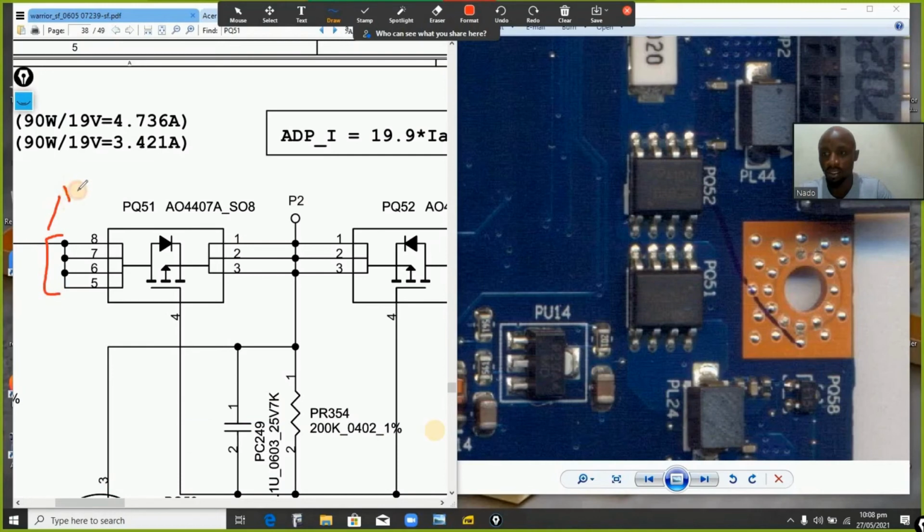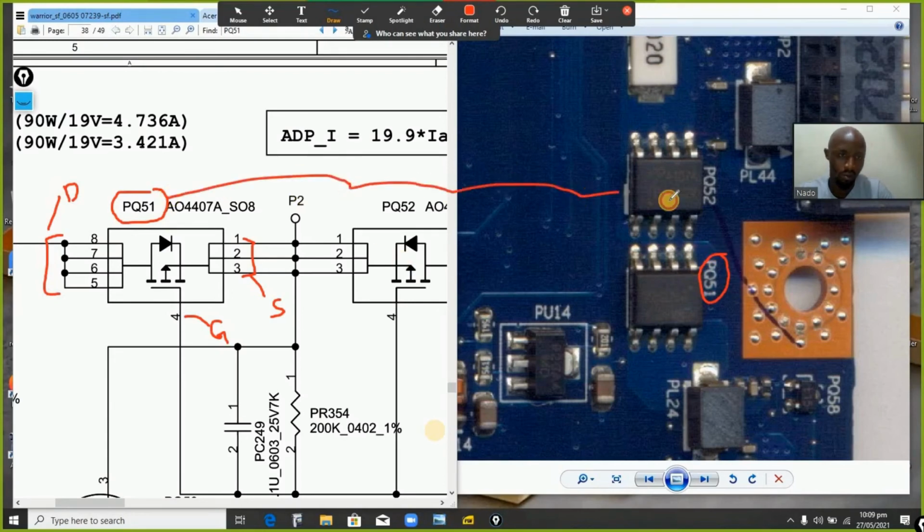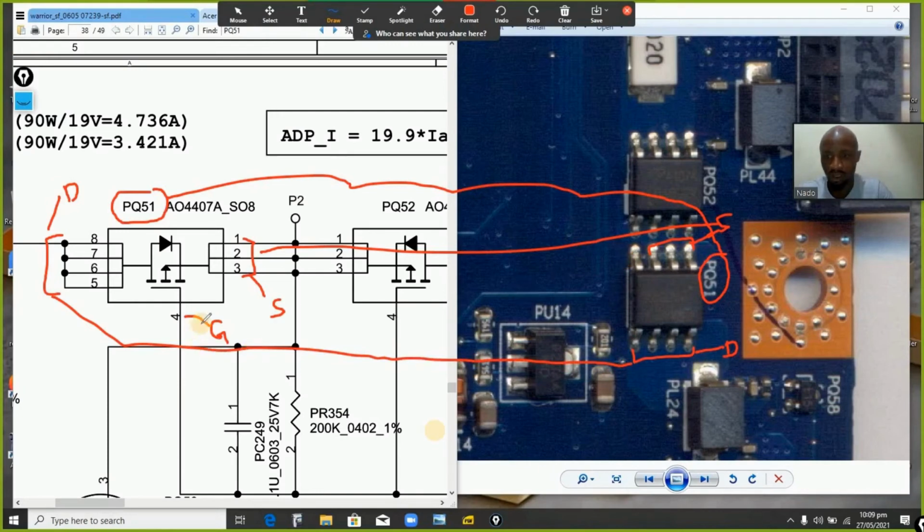So this is the drain part. Like I've said, they are four in number, and these three pins are for source. This is gate, single pin. The same thing goes for the second one. This is PQ51. If you come on the motherboard, this is PQ51. These three pins here, that happens to be the source. And these four pins here, that happens to be the drain. And the last one that happens to be the gate, this is it here.